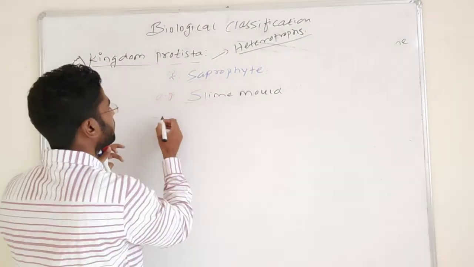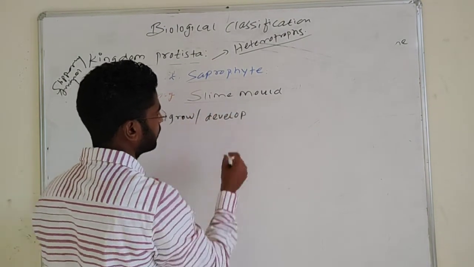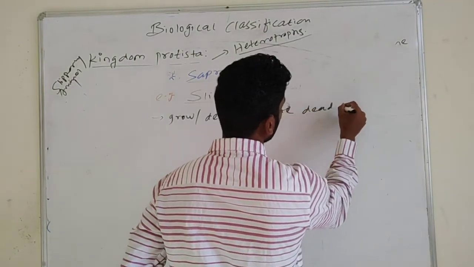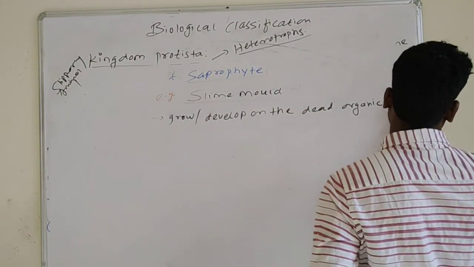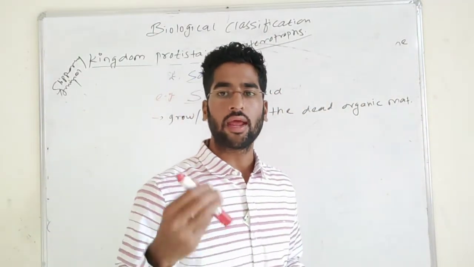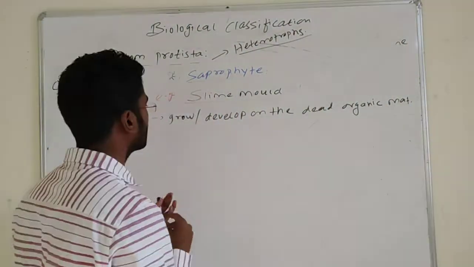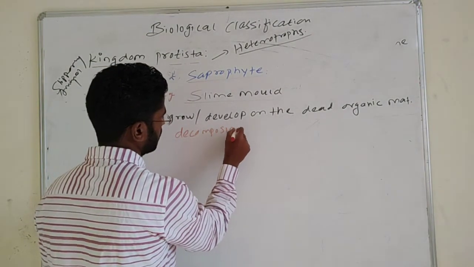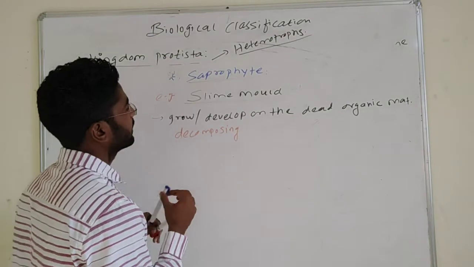And so plasmodium, that grows and develops on dead organic material. It means they get their nutrition or energy from the dead organic material and decomposing material, right? So that is known as a slime mold.